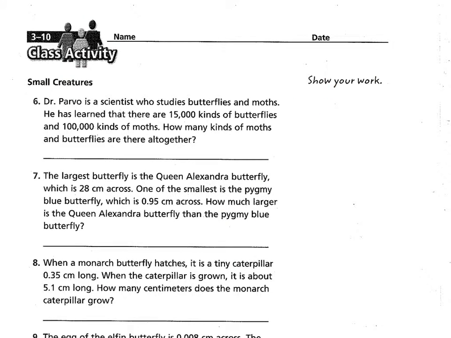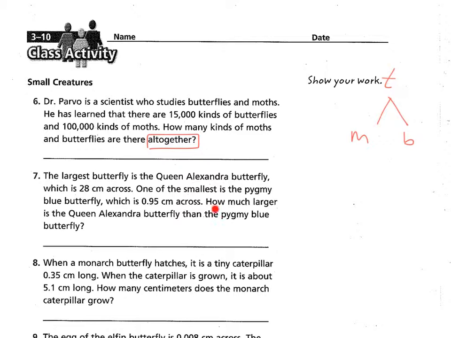On the following page of your work today, you are also working with place values in the exact same way, but you'll notice that some of these are addition problems instead of subtraction. So how many kinds of moths and butterflies are there altogether? The key word there is altogether. That tells me that I'm going to be adding them. So if I think of it as a math mountain, my moths and my butterflies are at the bottom, and my total altogether is at the top.